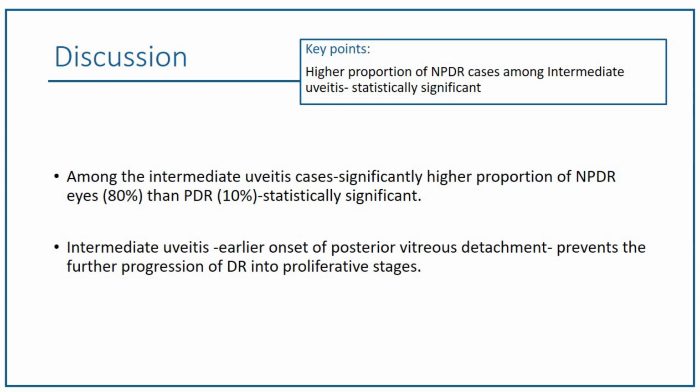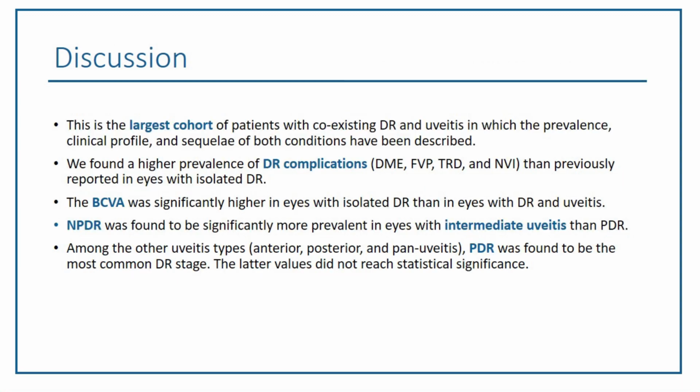One hypothesis we considered was that there was an early onset of posterior vitreous detachment in the patients with intermediate uveitis. This would remove the scaffold that would promote the neovascularization process and would lead to impediment in the progression of the diabetic retinopathy. So this is the largest cohort of patients with coexisting diabetic retinopathy and uveitis in which the prevalence, clinical profile, and sequelae of both conditions have been described.